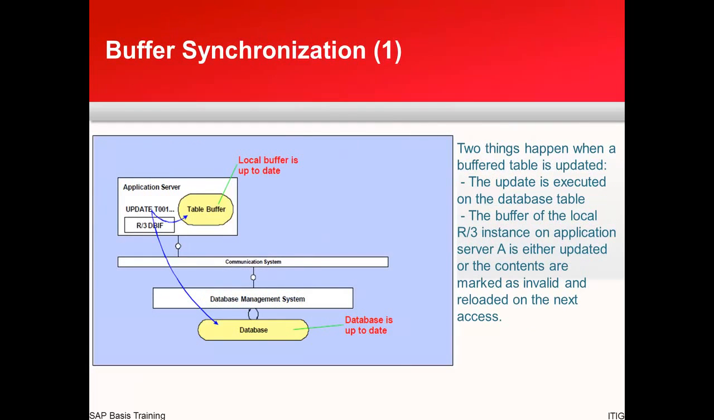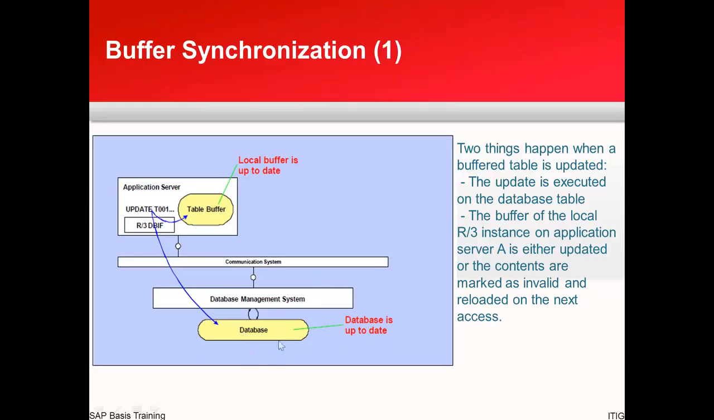Then buffer synchronization. Two things happen when a buffered table is updated. Whenever an update happens to this table, the data, if given from the table buffer, will be outdated. The update is executed on the database table. The buffer of the local R3 instance on application server A is either updated or the contents are marked as invalid and reloaded on the next access. So this is the key thing.